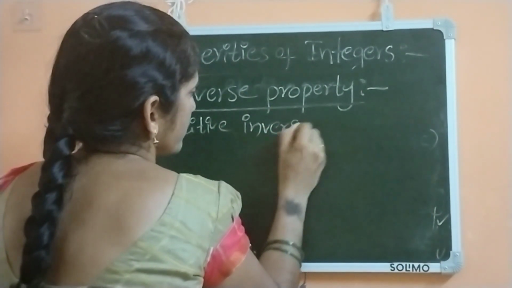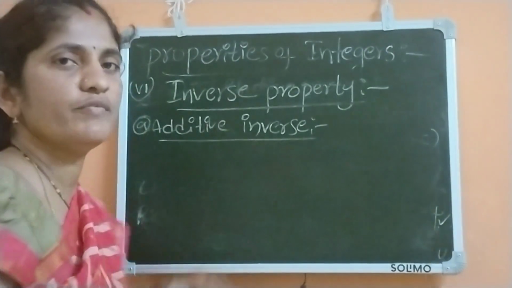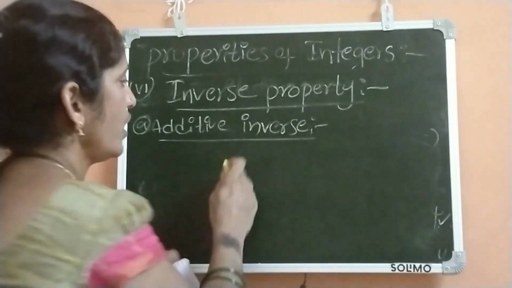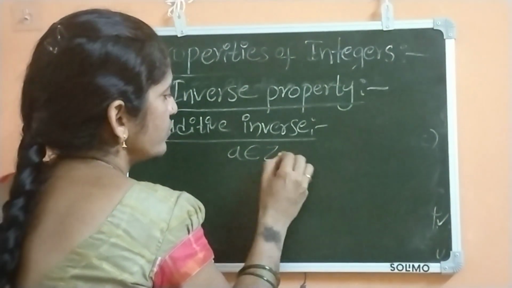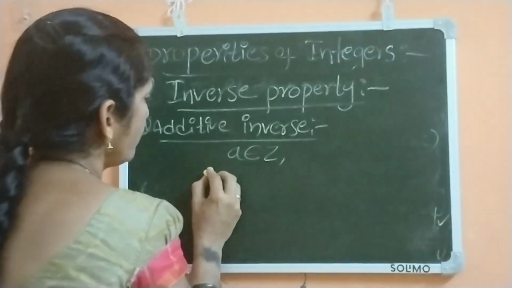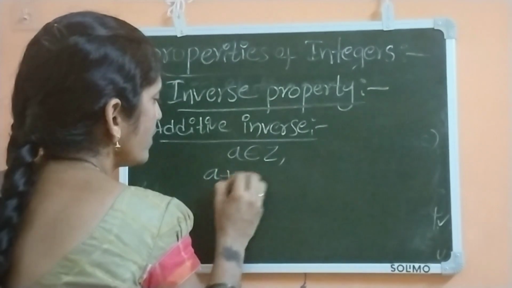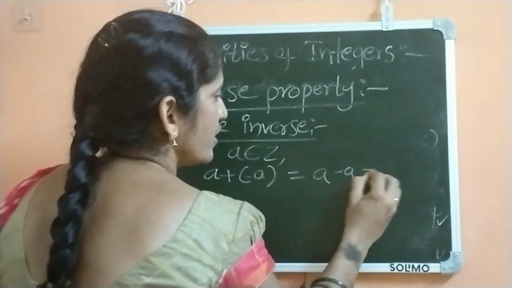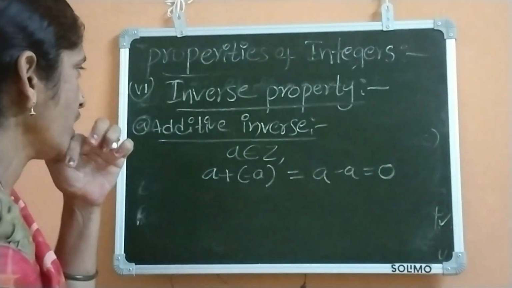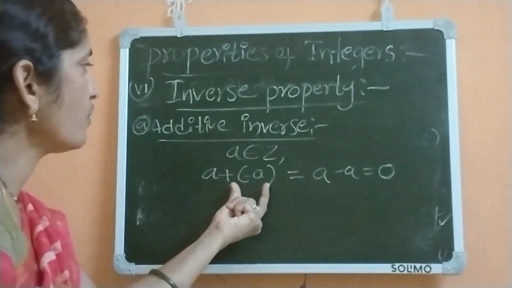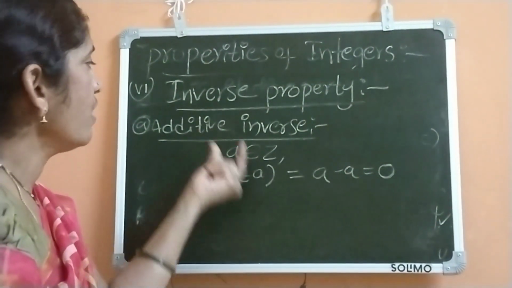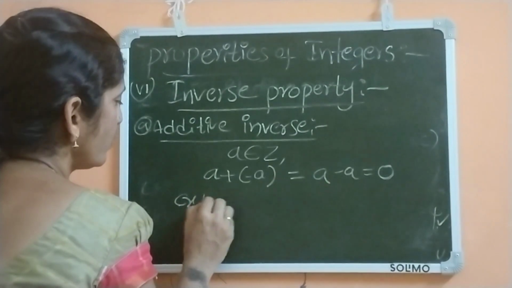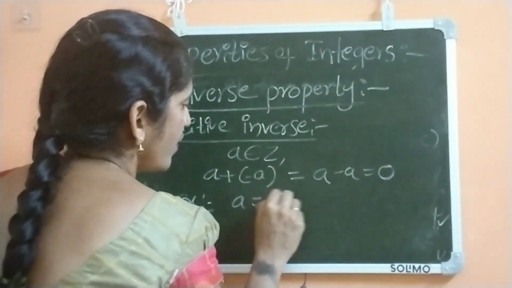So this is A, additive inverse. What does additive inverse mean? If we add any integer, we will discuss with an example. Okay, a belongs to Z, a plus minus a is equal to 0. So that is a plus (minus a) equals 0. So additive inverse of a means minus a. Okay, so when we change the sign, there is no change in the number, we are changing the sign only.